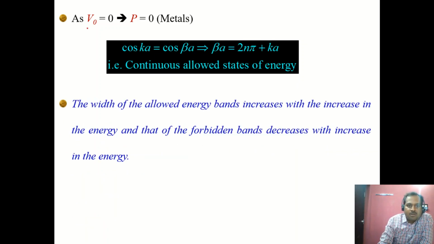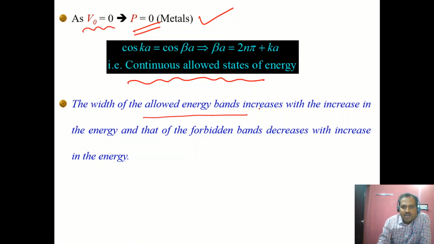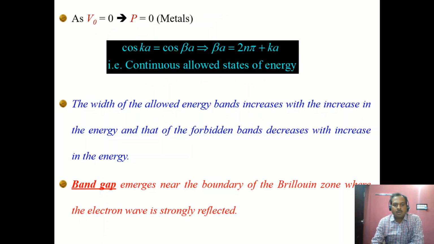As V0 is very small, we can see that we have a continuous allowed state of energy. Under this condition, P will become 0, and that is the case for the metals. The width of the allowed energy bands increases with the increase in the energy, and that of the forbidden bands decreases with increase in the energy. Also, we can see the emergence of the energy band gap at the boundary of the Brillouin zone. At all the boundaries, the electron wave is strongly reflected, and because of this there is an existence of the band gap.